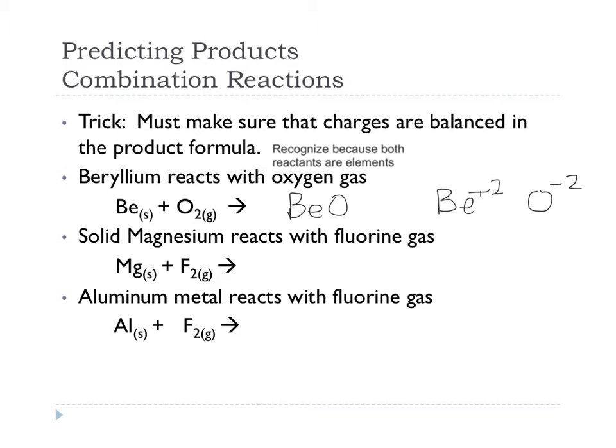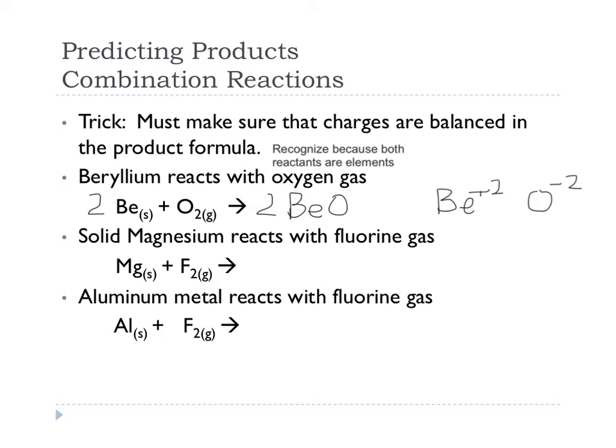After I figure out the formula based on compound formula ideas that we already know, then and only then can I balance this chemical equation. So it will be 2 berylliums, I'll put a 2 over here, and the O2, the oxygen, will keep its 1.